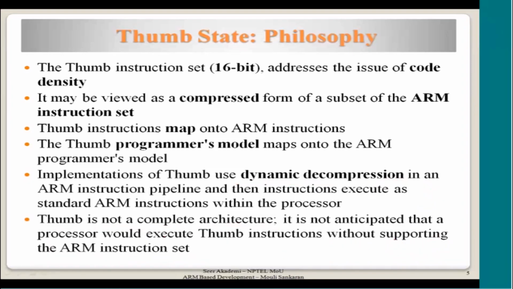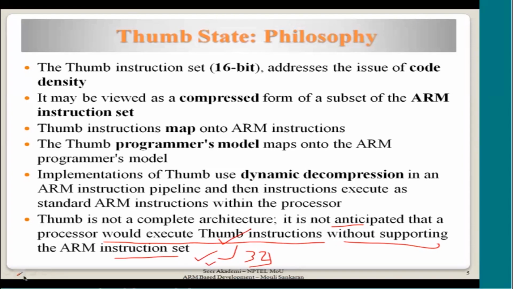Very good. So it is not anticipated that a processor would execute thumb instructions without supporting the ARM instruction set. So if the thumb is supported, the ARM instruction set is supported by default. But the other way is not true. The ARM instruction set may be there, but thumb may not be there. So it may execute only 32-bit instructions, but it may not have support for the thumb mode.